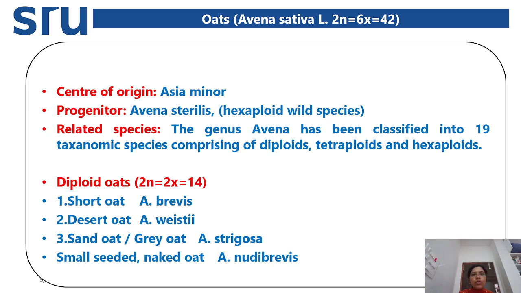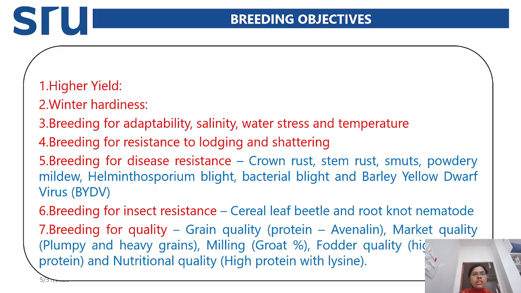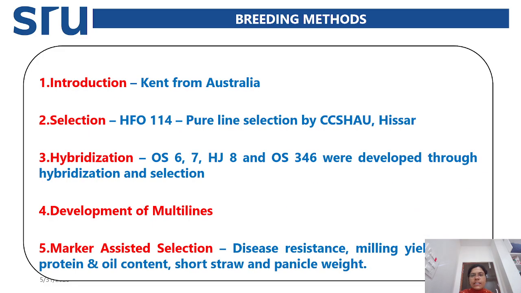And this is oats. Here for oats we have discussed the centers of origin, and we have around 19 species, which include diploids, tetraploids, and hexaploids. In diploids, we have four diploid oats, and here we have two tetraploid oats and six hexaploid oats. And these are the most important breeding objectives in the case of oats. And these are the breeding methods in the case of oats.